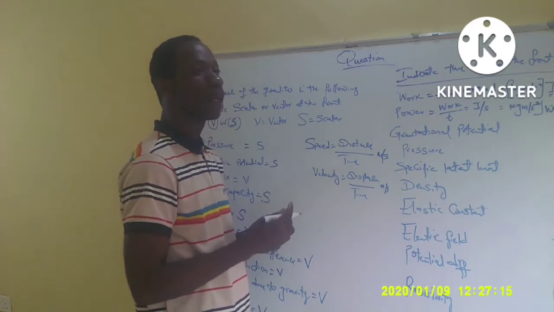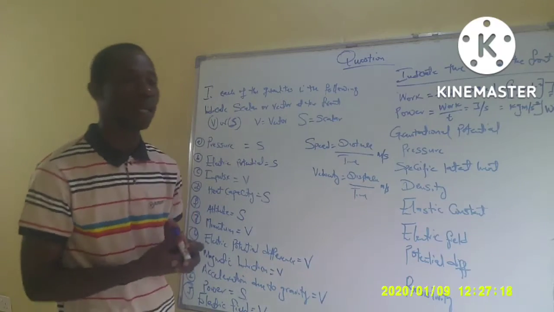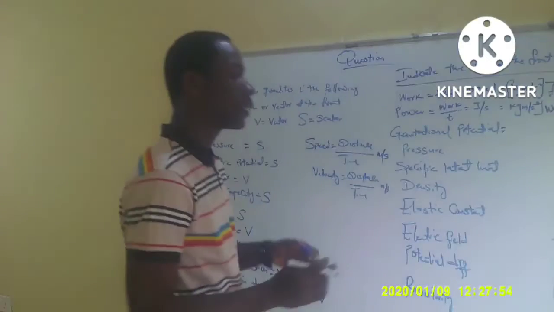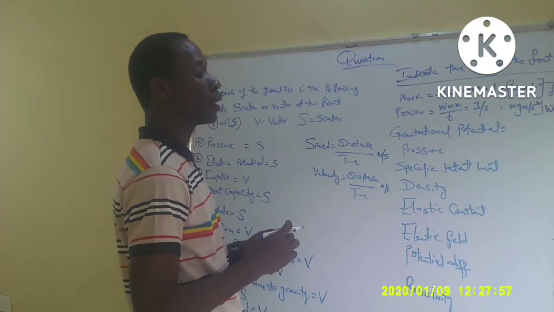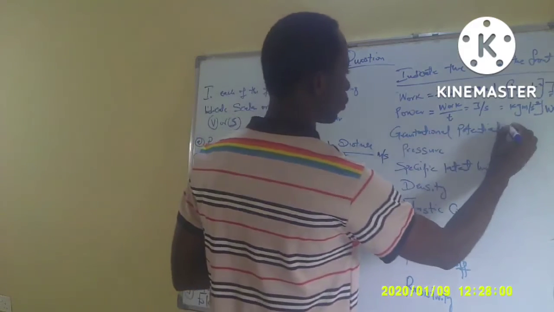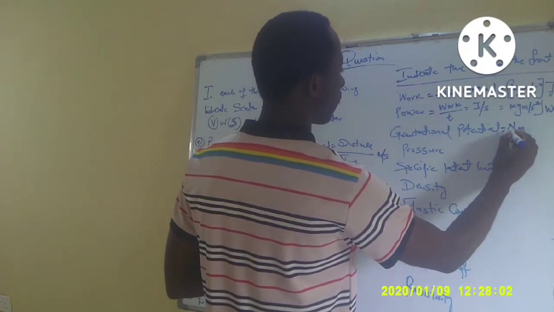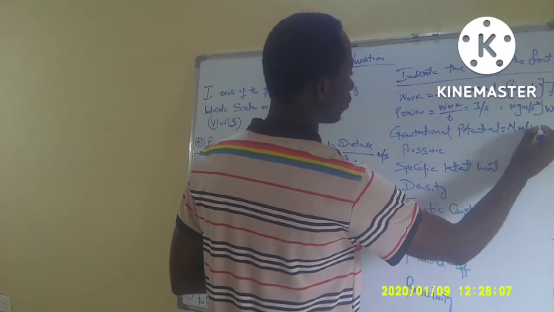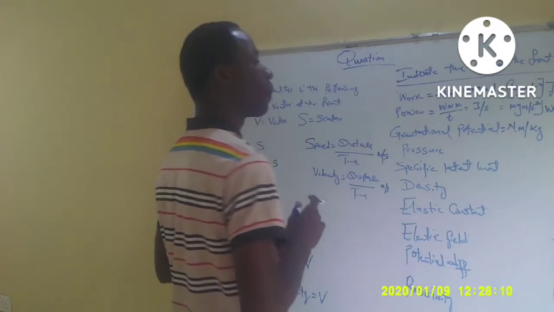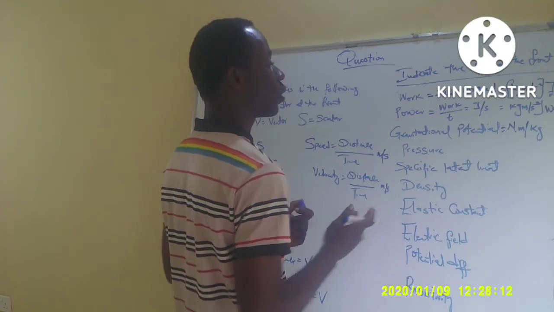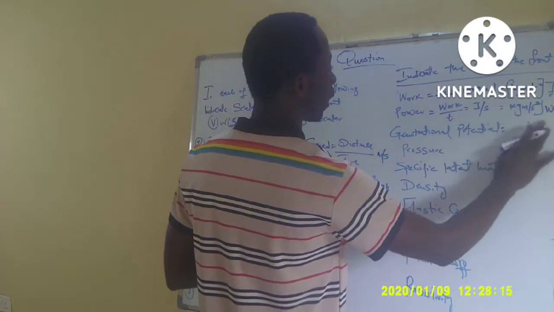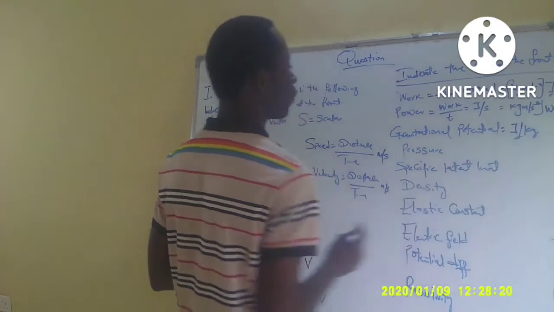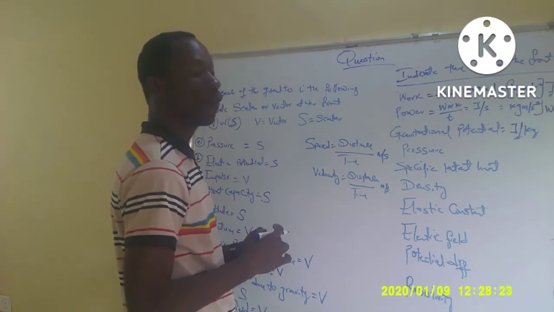Then gravitational field. Gravitational field can actually be defined as the gravitational potential. If it is gravitational potential, the unit is actually Newton meter per kilogram, and Newton meter is also referred to as what? Joule. So we can say joule per kilogram. So that's the unit of gravitational field.